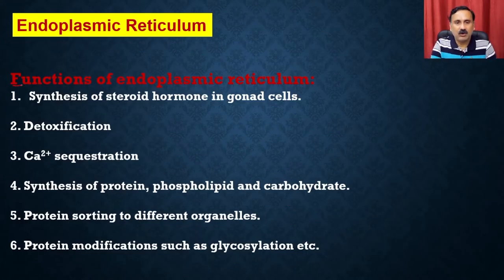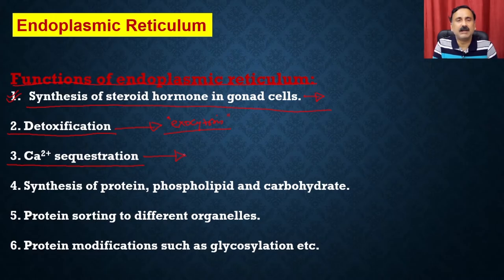Now, what will be the function of the endoplasmic reticulum? The first function is that it is involved in the synthesis of the steroid hormone within the gonad cells. Then it is required for detoxification. Remember that the endoplasmic reticulum is a part of the vesicular trafficking, so it can do exocytosis, and that's how it participates in detoxification. Then it can also do calcium sequestration, and that's how it can have calcium signaling. So the endoplasmic reticulum is going to release the calcium into the cytosol, and that's how it is going to start the calcium signaling.